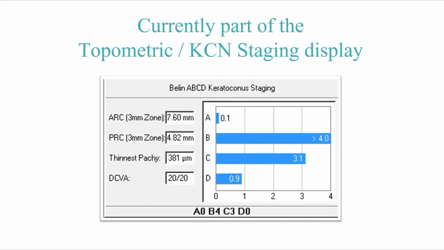So here we can say A0, normal anterior surface, B4, prominent posterior ectasia, C3, a moderately advanced thinning, but normal visual acuity, D0, because the anterior surface is normal. The graphical display will actually give you more information because it really shows you exactly where in the spectrum they fall. But the most useful information that's patient-specific are the numbers here, which actually gives you actual readings on the anterior, posterior, and corneal thickness, as well as distance visual acuity.